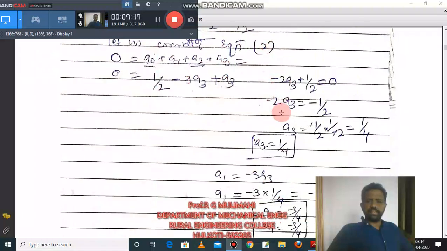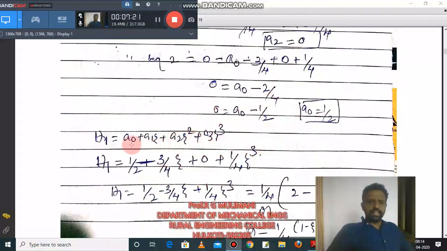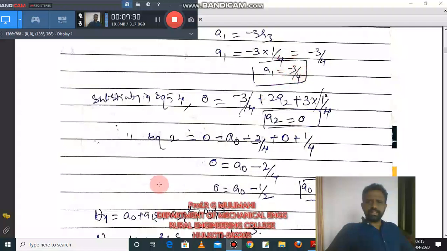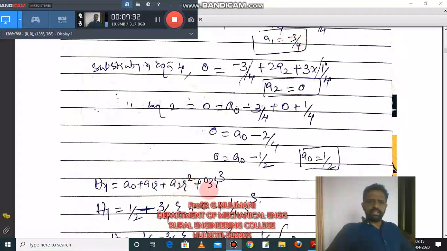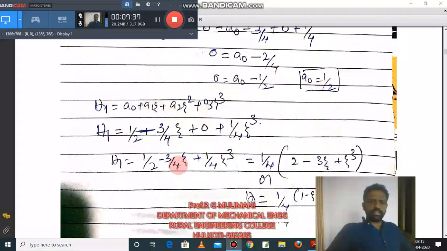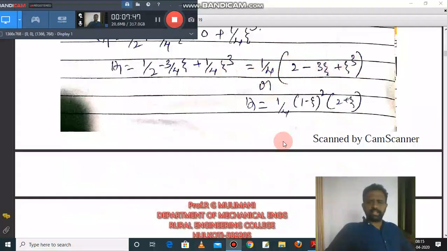Now I got the 4 values a0, a1, a2, a3. You substitute them in the polynomial equation. a0 is half, a1 is minus 3 by 4, a2 is 0 and a3 is 1 by 4. Substituting all the constant values, the Hermite shape function is 1 by 4 times 2 minus 3 zeta plus zeta cube. This is the first Hermite function.